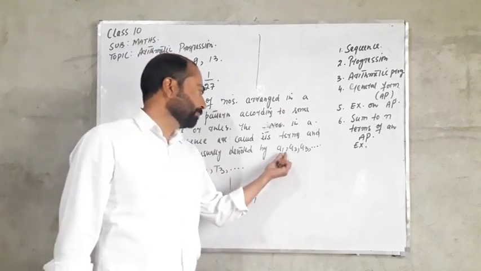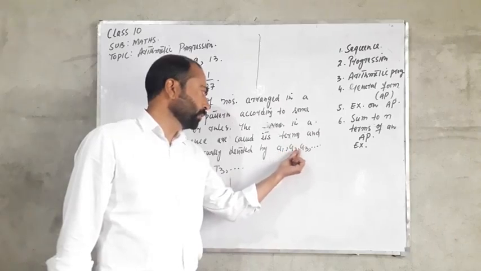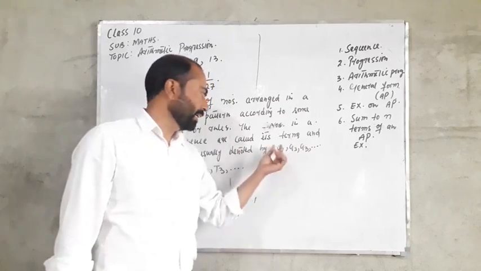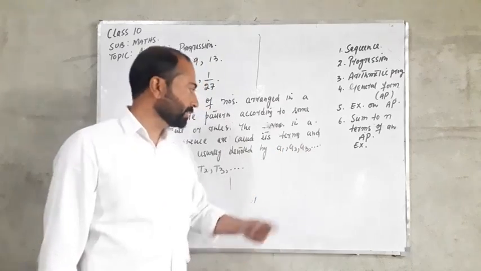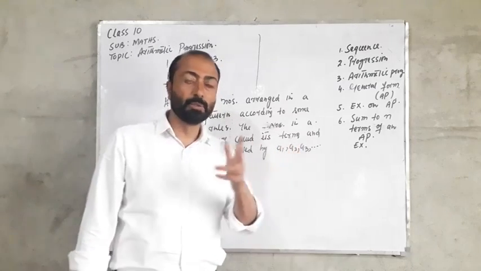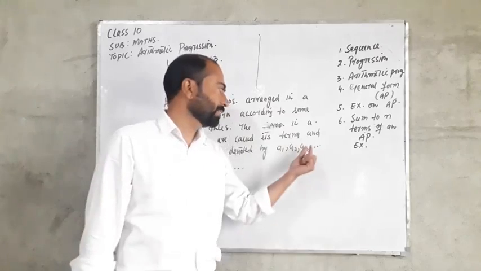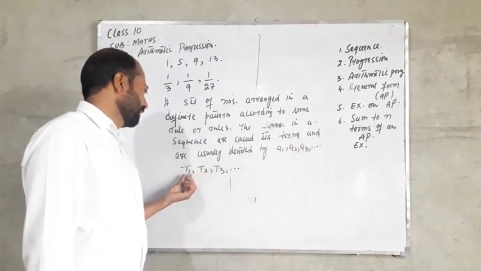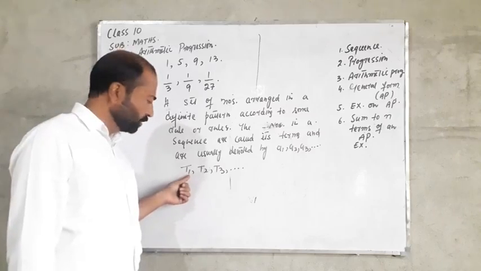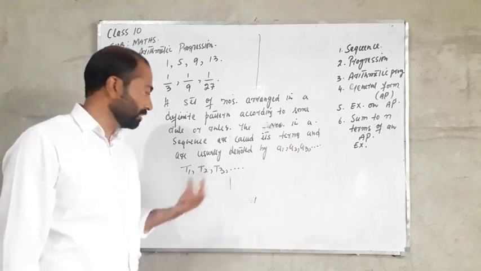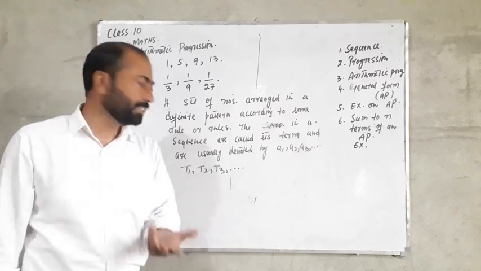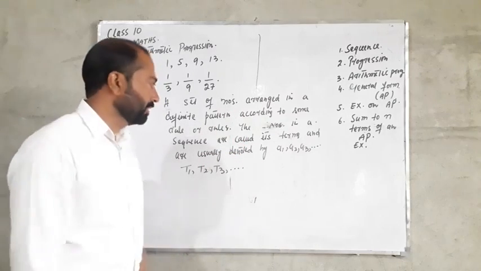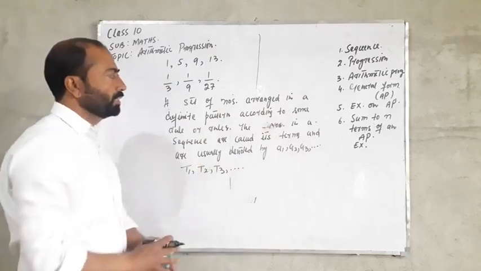Look at these subscripts 1, 2, 3. These denote the position of a term. A1 means the first term of the sequence, A2 denotes the second term, and A3 denotes the third term. So T1 is the first term, T2 is the second term, and T3 is the third term. Now let's have a look at progression.